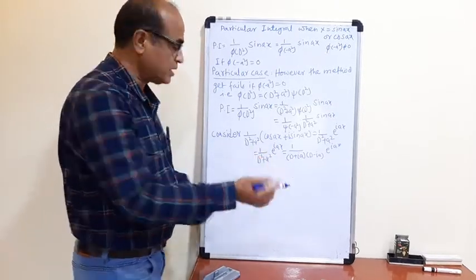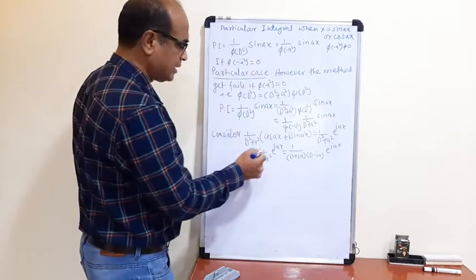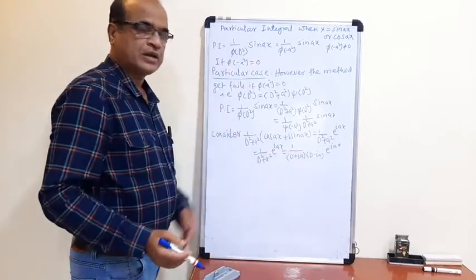But i square is minus 1. So minus minus plus a square. So we can write this in this form here. So we factorize that. Okay.